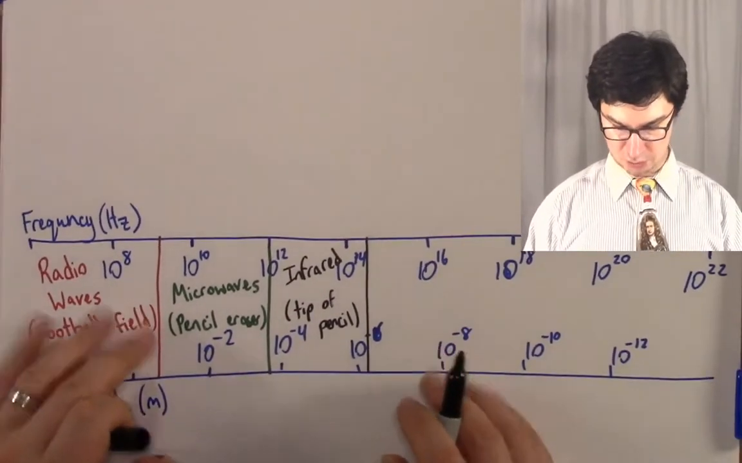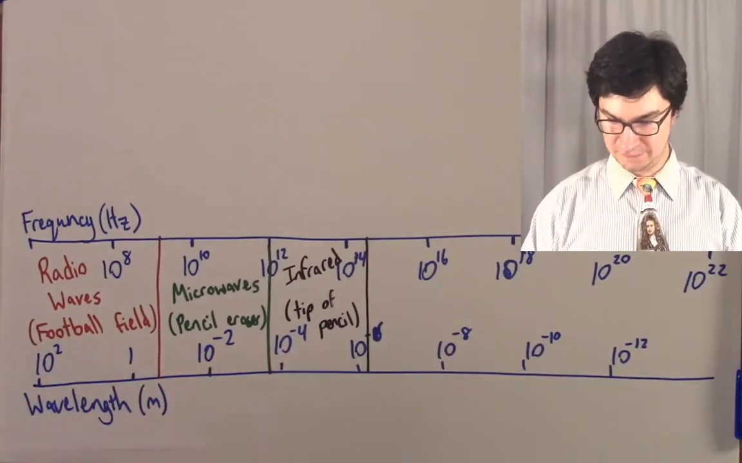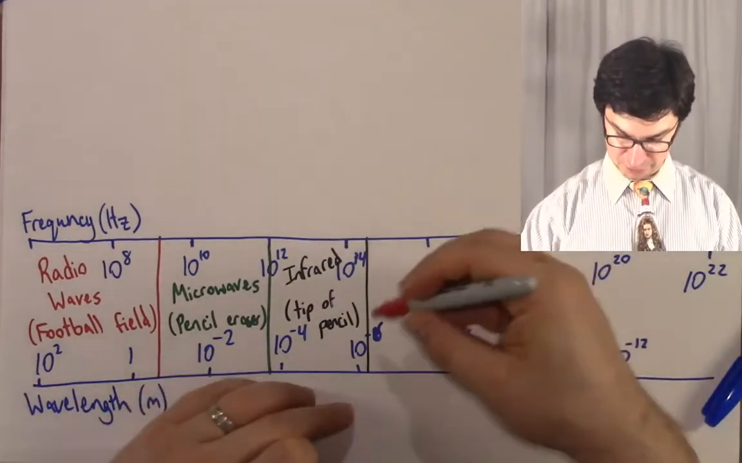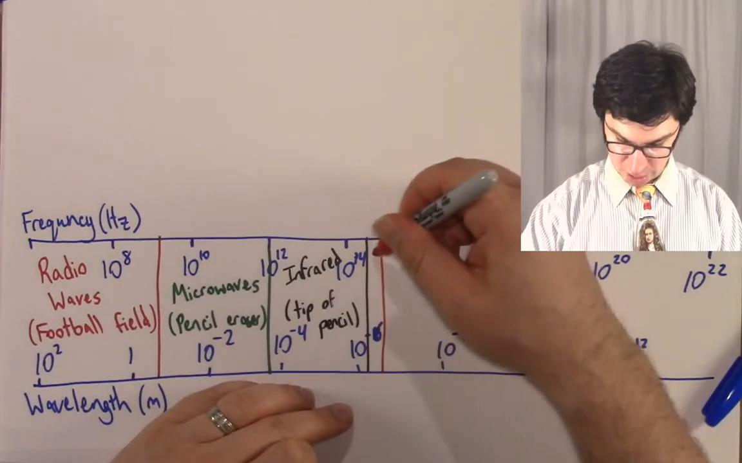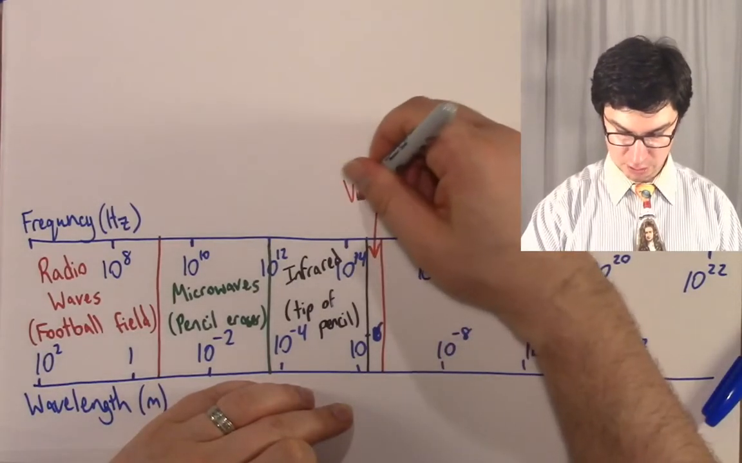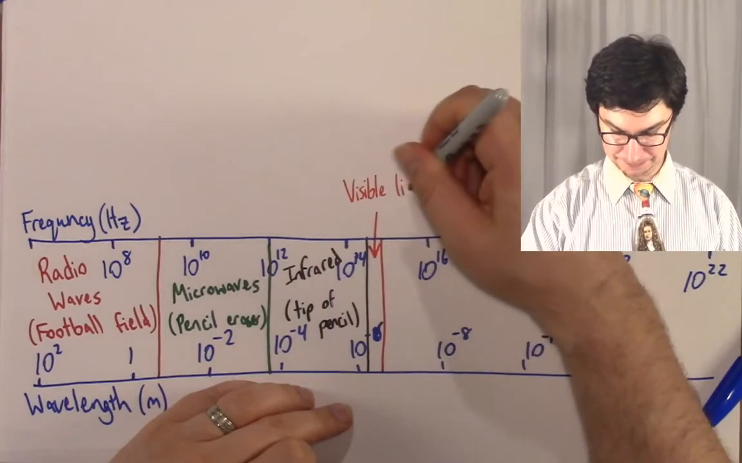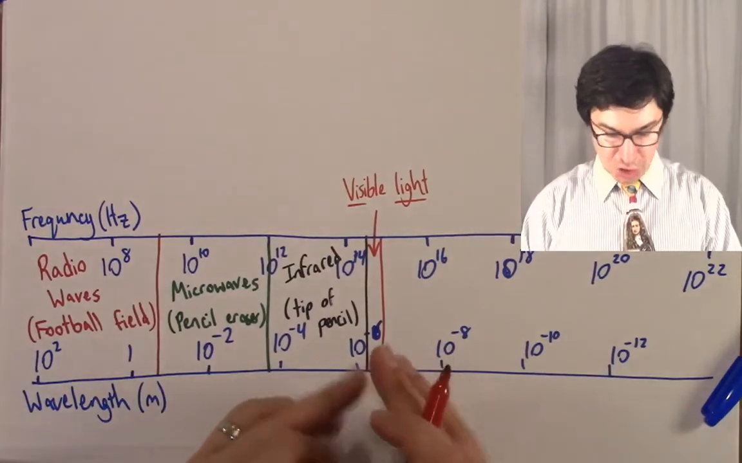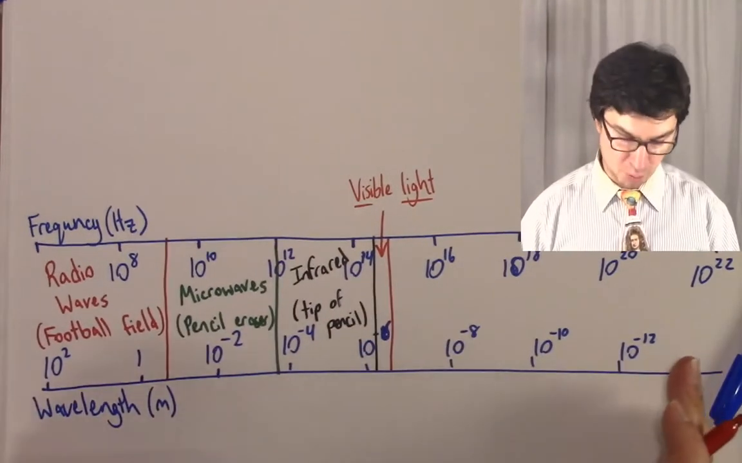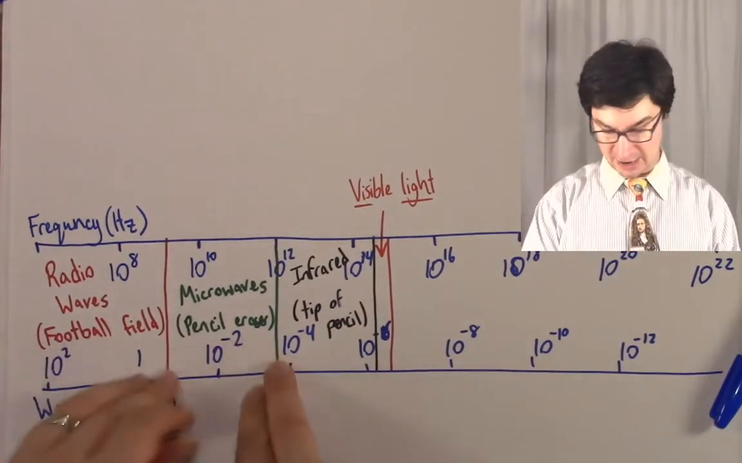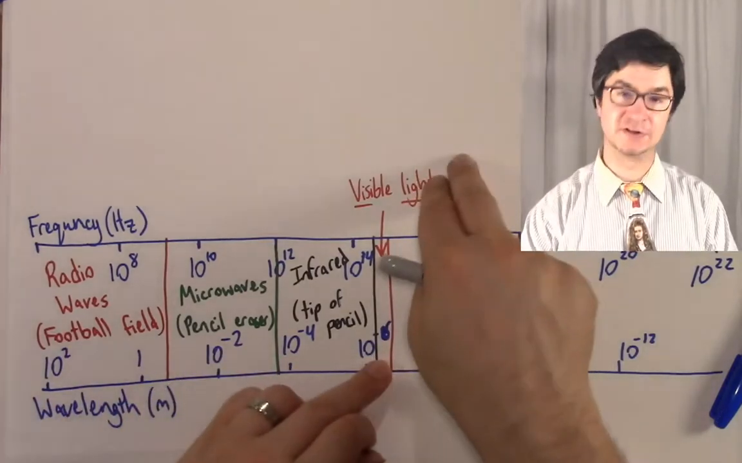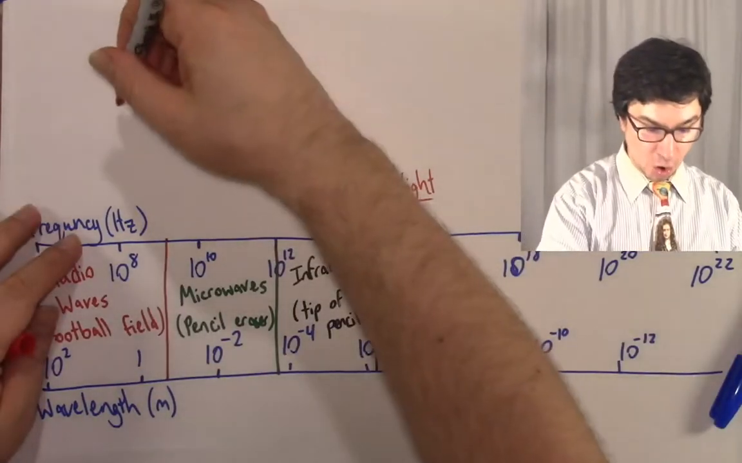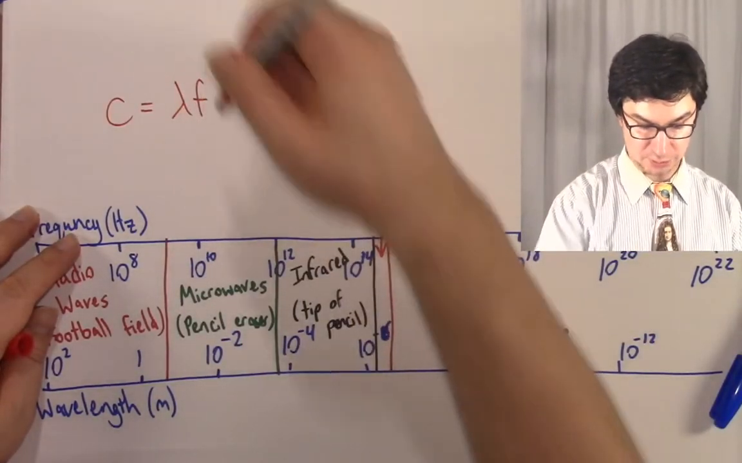All right, so beyond infrared, you're going to find the visible range of the spectrum. This is what we call here visible light. So as you can see, visible light is just another form of electromagnetic wave. After radio waves, after microwaves, after infrared, you then get visible light. But what's important to notice is that these are all the same thing. They all behave according to c equals lambda f.